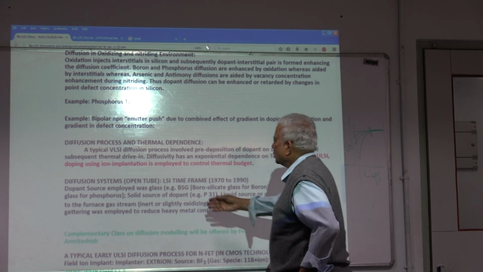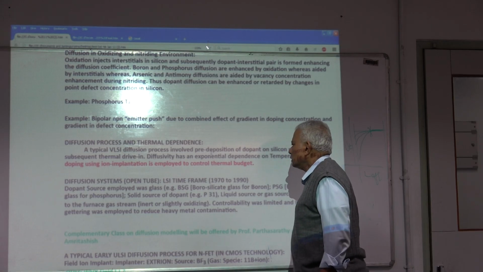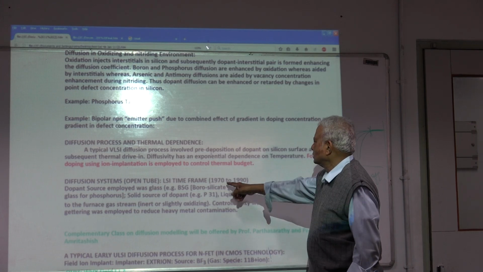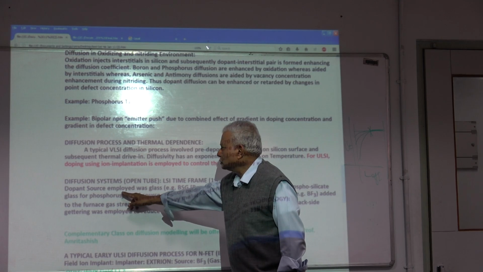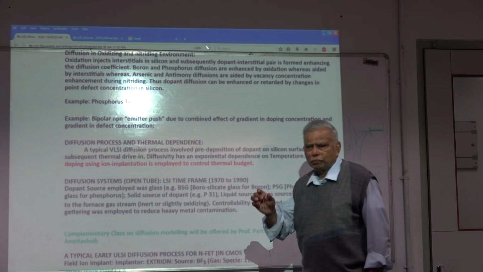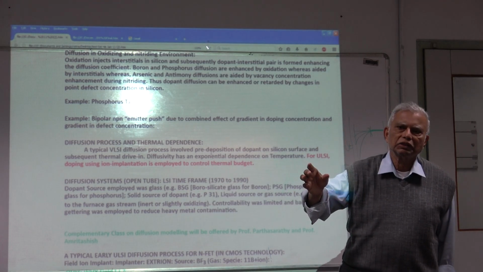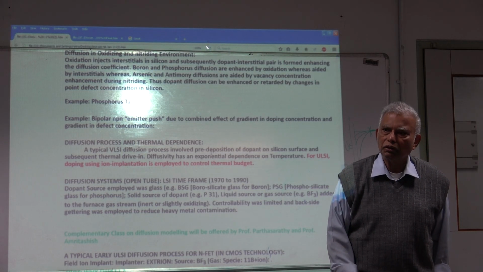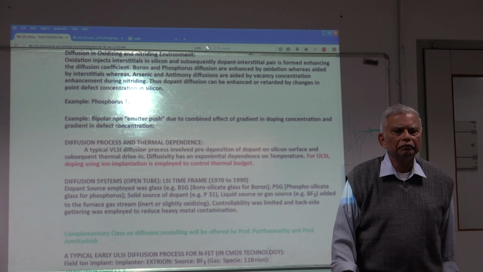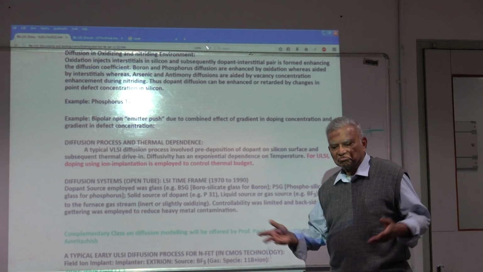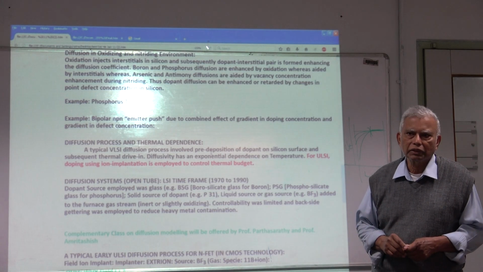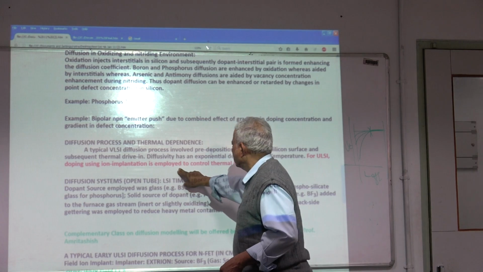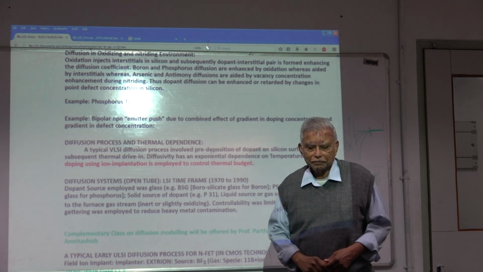Diffusion system, all diffusion systems were open tube. Sometimes it's still used now. LSI time frame, as I said, 70 to 90. The old system was you use some sort of infinite dopant source at the surface, protected by an oxide nitride layer and elsewhere, because that's where you don't want the dopant to move in. And then you do drive in to get a certain profile and purity concentration. That has been much changed. For ULSI, doping using ion implantation is employed to control thermal voltage.